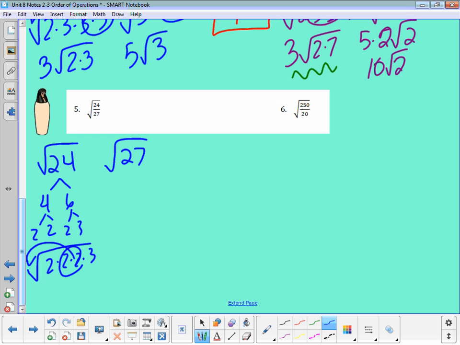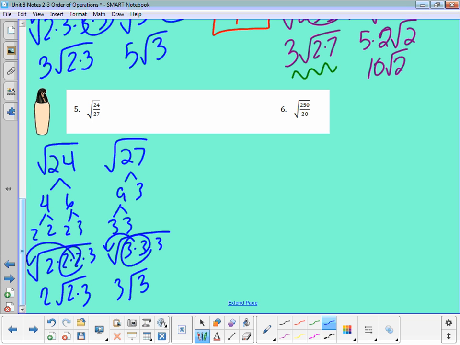And pull that out. And again, I'm going to leave that as 2 times 3. Same thing with 27. Pull that out. Now I'm going to write it back as a fraction over itself. So that first one is the top. So I'm going to write that as 2 times 3 again. And then that second one is the bottom.